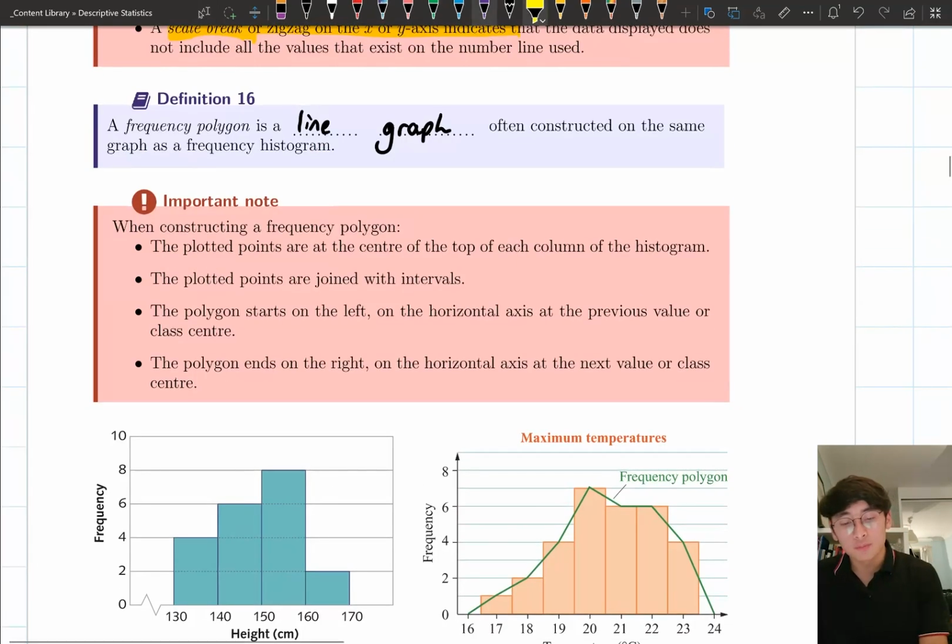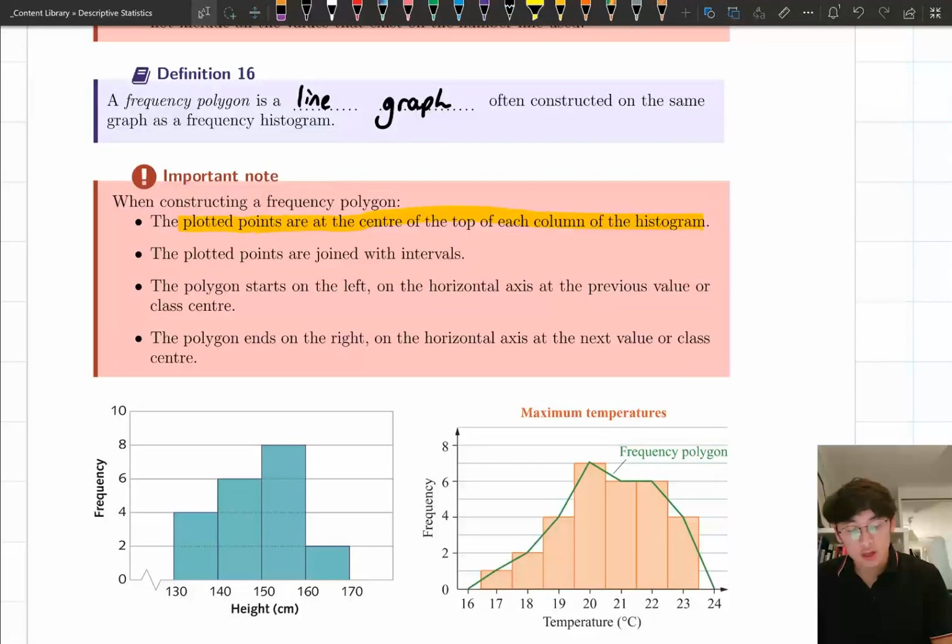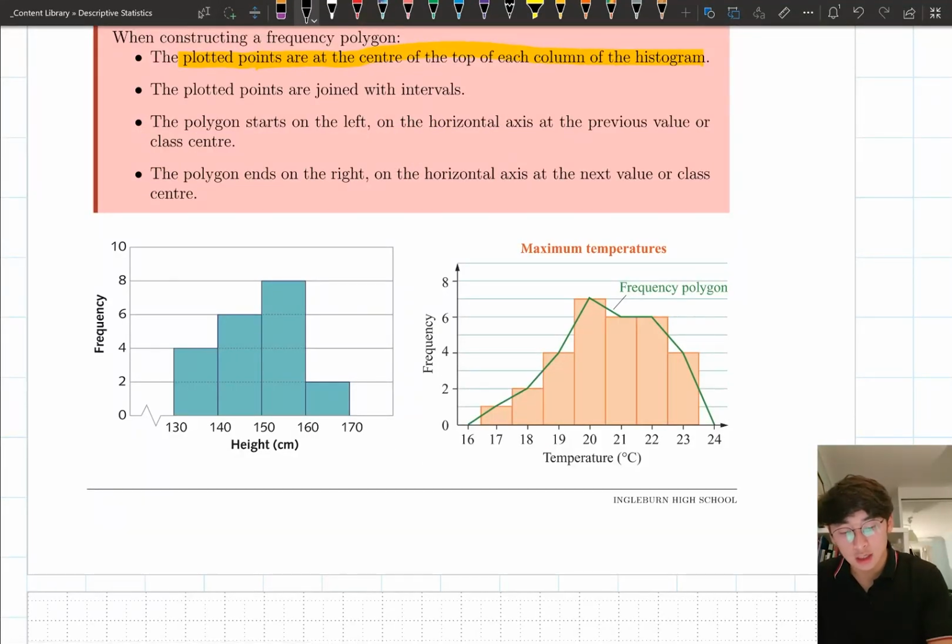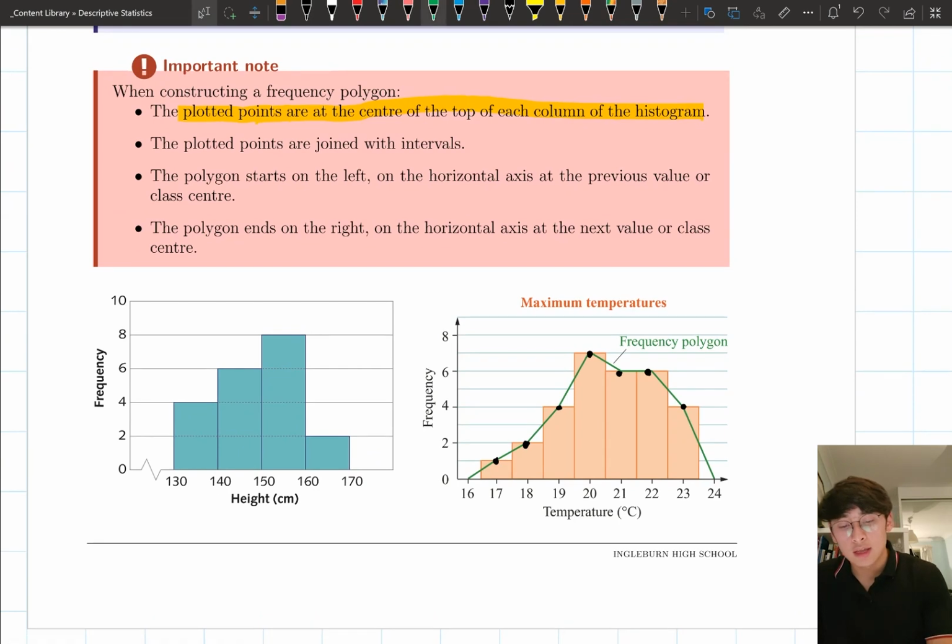Now with a polygon, what you do is you plot points at the center of the top of each of the columns. So notice here, this actually connects the center of the middle of each one of these columns. So it connects the center of all of those columns. Then they are joined by intervals, so they're joined using lines.